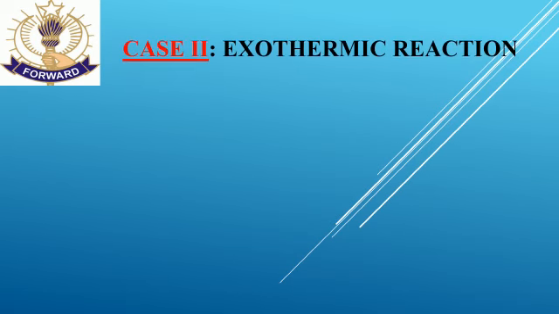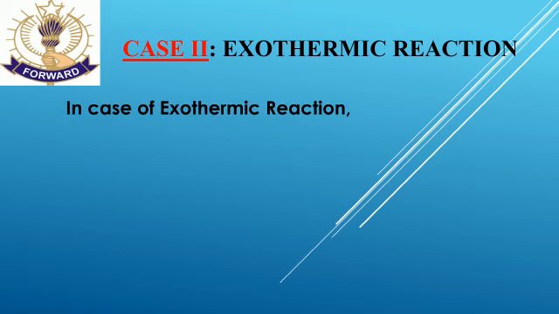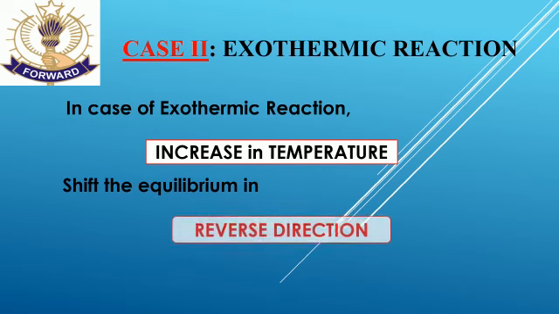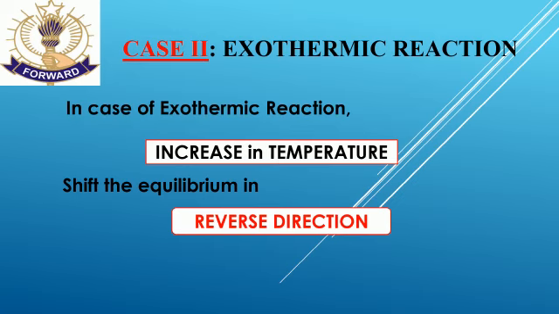Next case we have exothermic reaction. As the word exo means release, so in this chemical reaction heat will be released. So that released heat will affect the equilibrium position. In case of exothermic reaction, increasing temperature will shift the equilibrium in the reverse direction.